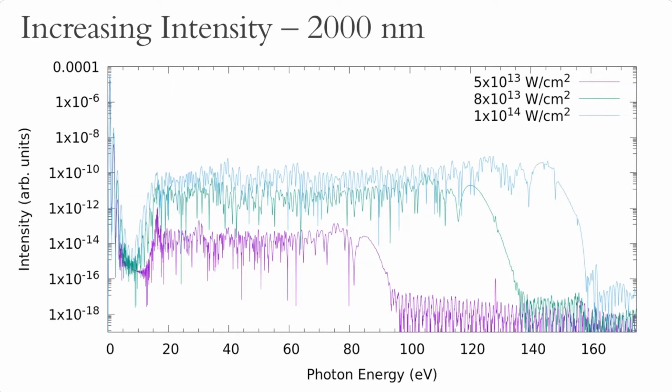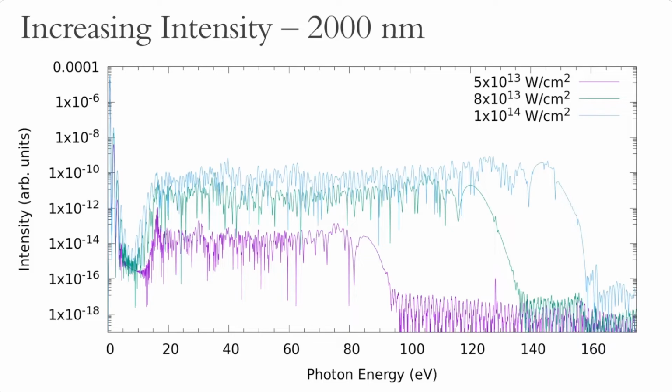You will notice that the intensity of these high harmonics is significantly lower than the intensity of the laser pulse, and that's because high harmonic generation is overall a very inefficient process in regards to intensity.